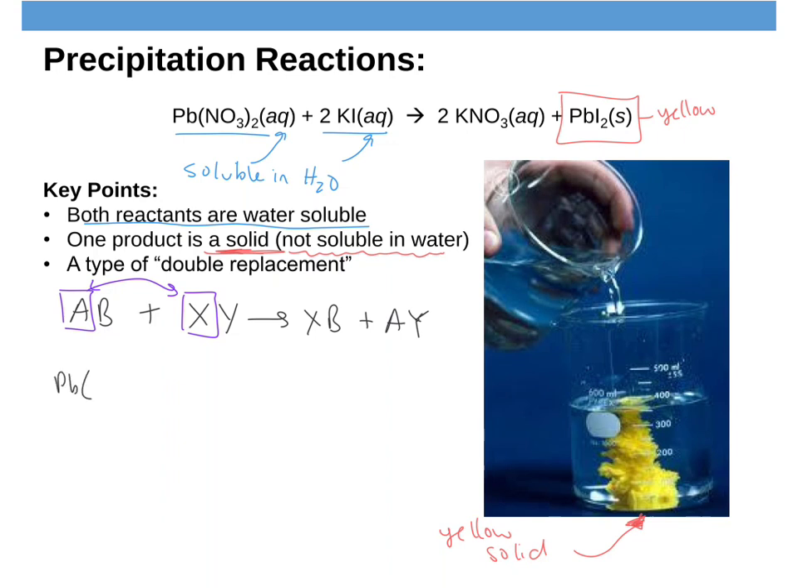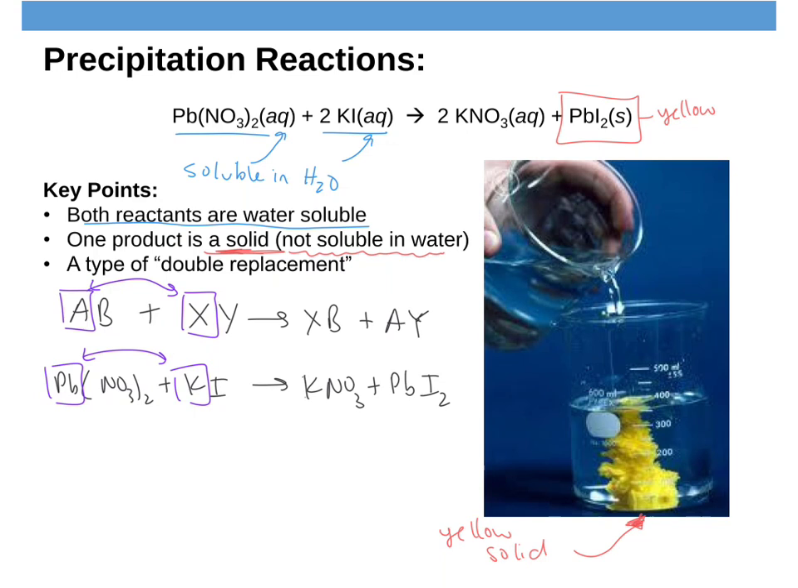So if I write this out again, lead nitrate plus potassium iodide goes to, and if I circle my cations here, one cation is lead, one cation is potassium, I'm switching them so that I now have potassium nitrate, or sorry, let me do this so that it looks more like the one up. No, that's right. Yeah, potassium nitrate and lead iodide.